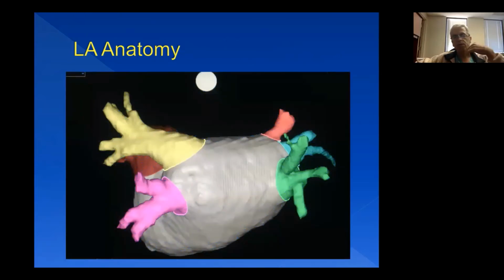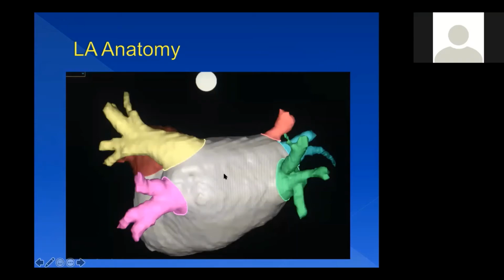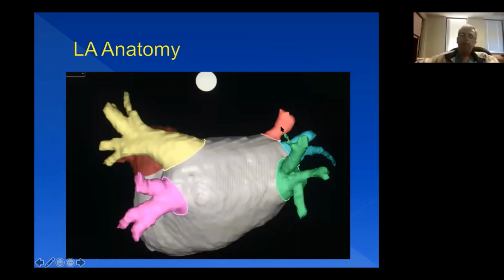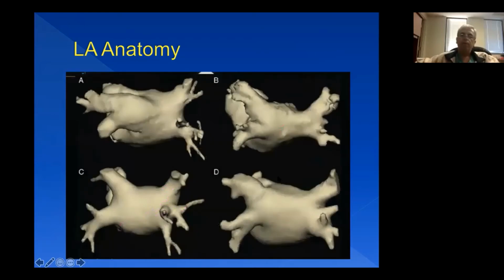This is another patient. We created a 3D map of the left atrium and its pulmonary veins, and we have multiple veins, 2 on the left, and we have 3 on the right, superior, middle, and inferior, and the anatomy could be very variable. In this case, for example, again, we're looking from the back of the left atrium and we can see the pulmonary veins. These are the right, this is the left.